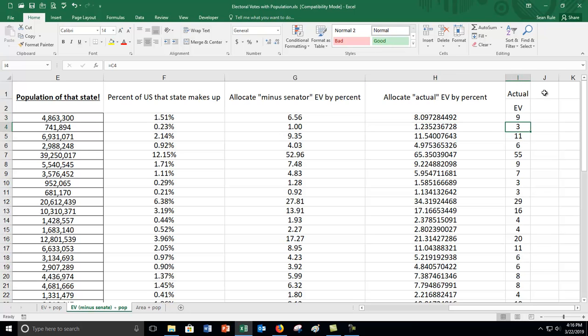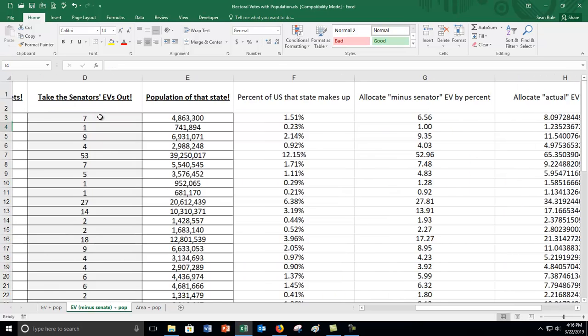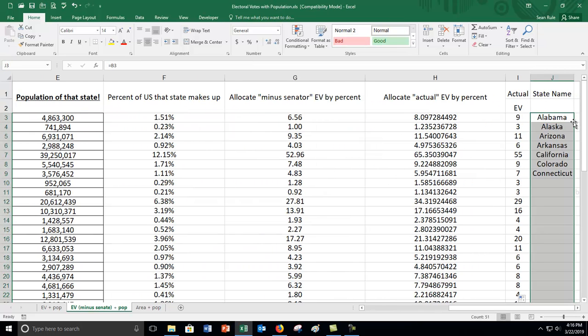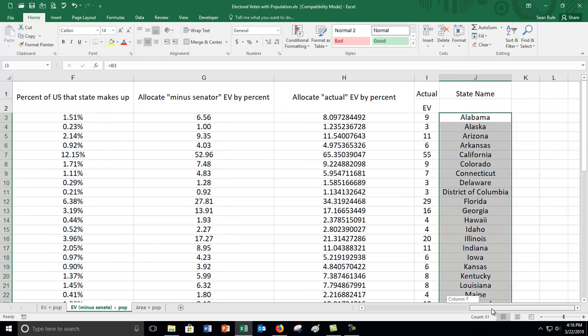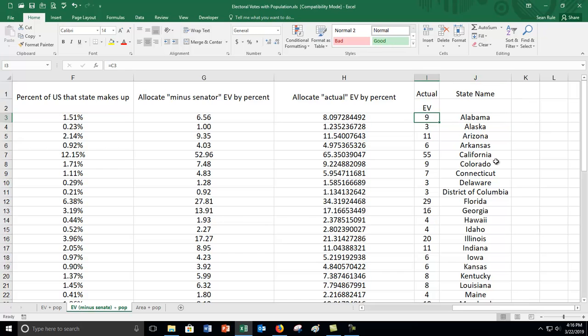You know what? Let's get the state name too. Let me pull that over. I should have set the spreadsheet up better. I apologize. Okay, so Alabama. Let's look at the ones that are close, and let's look at the ones that are far, so to speak. So Alabama gets 1 extra.